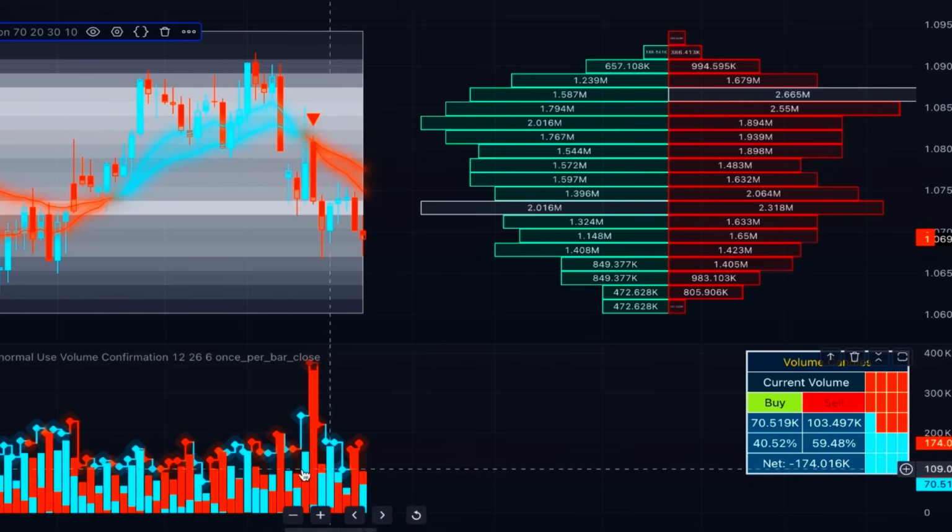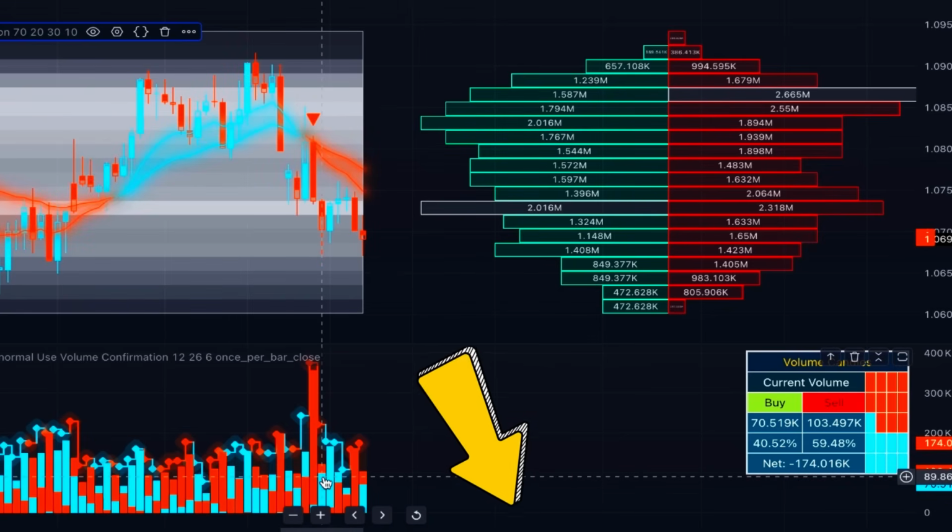I have a complete guide on this indicator. The link is also placed in the description, and I highly recommend you to watch it so you learn how you can interpret this volume indicator.